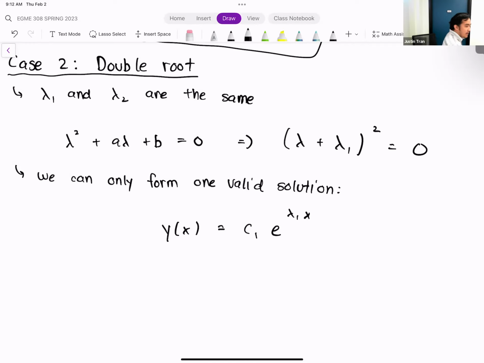So this is not good, right? We know that for a second order differential equation, we need two solutions. Every second order differential equation is always going to come with two initial conditions, usually an initial condition on y and an initial condition on y prime as well. If we only have one solution, then our solution is not going to be compatible with both initial conditions. And so somehow we need to come up with another solution to this double root problem.